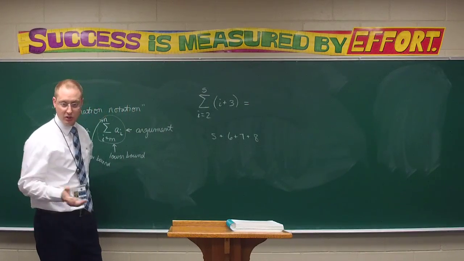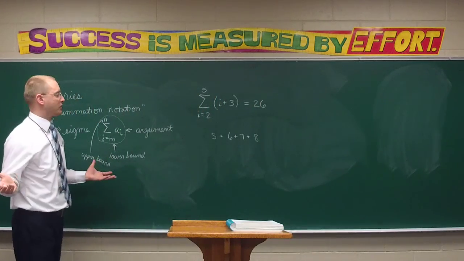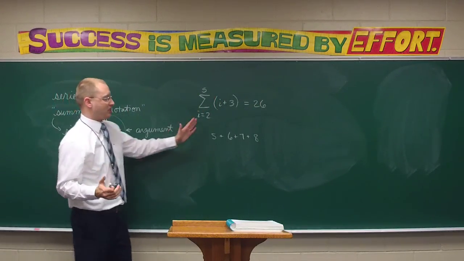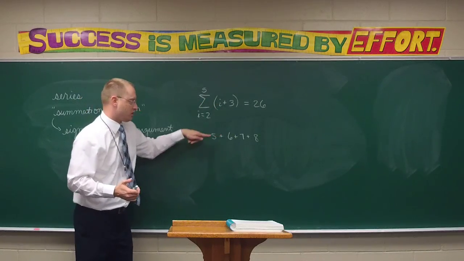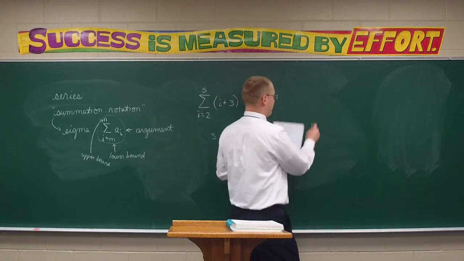You can use a calculator if you need to. Abby doesn't need to. She got 26 and she's correct. That's how a summation works. It's like you've got a series, but you're adding the values in the series together. Write this example down. We'll step it up a notch.